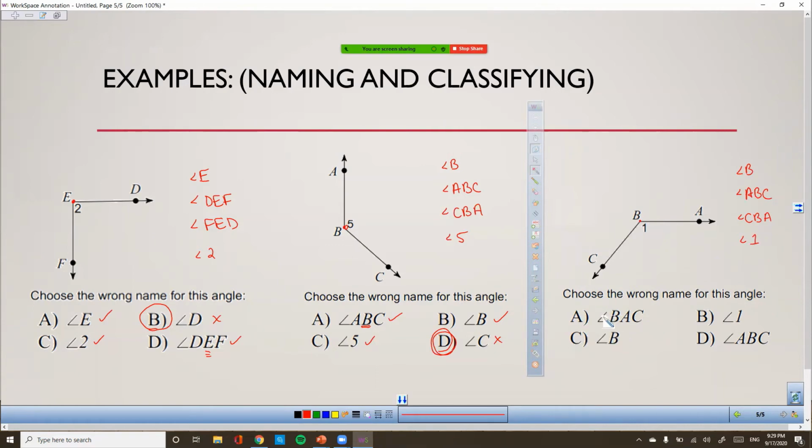Can I name it angle BAC? Why can I not use this one? Can the letter A be in the middle? No, right? Because which one has to be in the middle? It has to be my vertex. So in this case, I cannot name it that way.